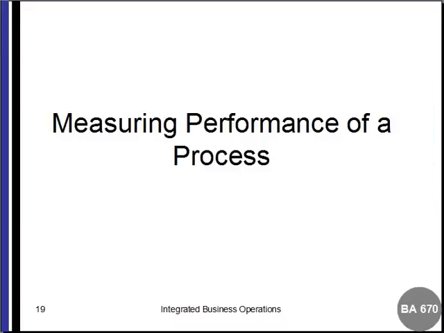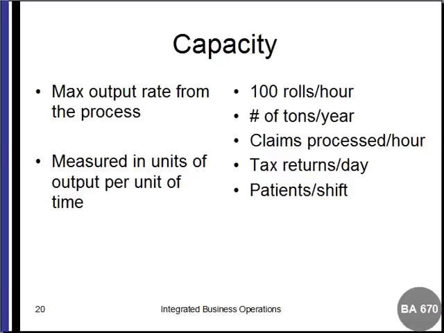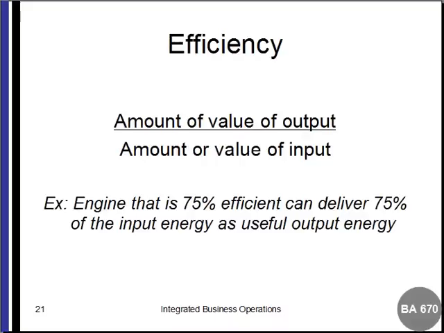Let's also look at how you measure performance of a process. Well, you can look at capacity. In other words, it's the maximum output rate from the process, often measured in units of output per unit of time. So things like 100 rolls per hour, or number of tons per year, or claims processed per hour, or tax returns per day, or patients per shift are examples of measurements measured in units of output per unit of time.